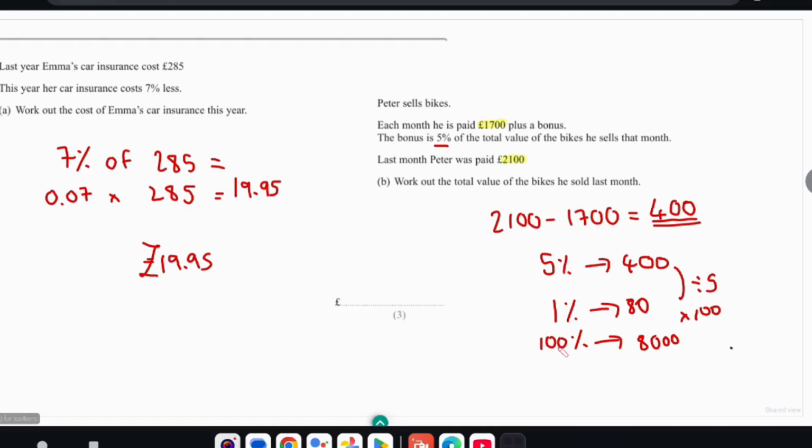Part B, I'll put the answer up here. That's the value of the bikes he sold last month. Because 5% of 8,000 would give you £400, which is the bonus he would have got from the 5% of the total value of the bikes he sold.